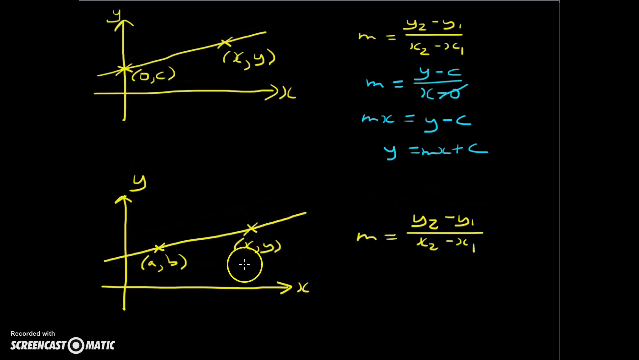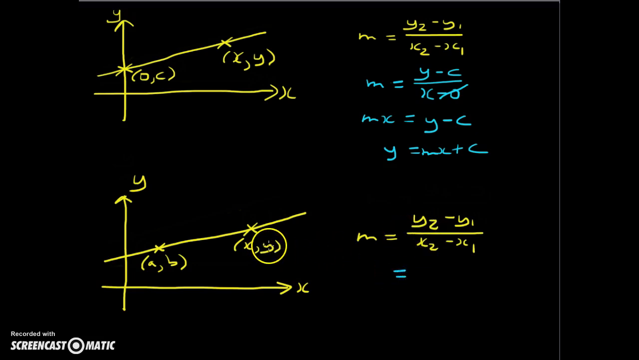Now the other equation, y minus b equals m(x minus a). I'm going to use this graph, and the only difference between this graph and the graph above is that instead of having the y-intercept, we've got a point on the line that's not the y-intercept, so we'll call that a, b. So we've got a general point x, y and another point on that line, a, b. Apply the same formula.